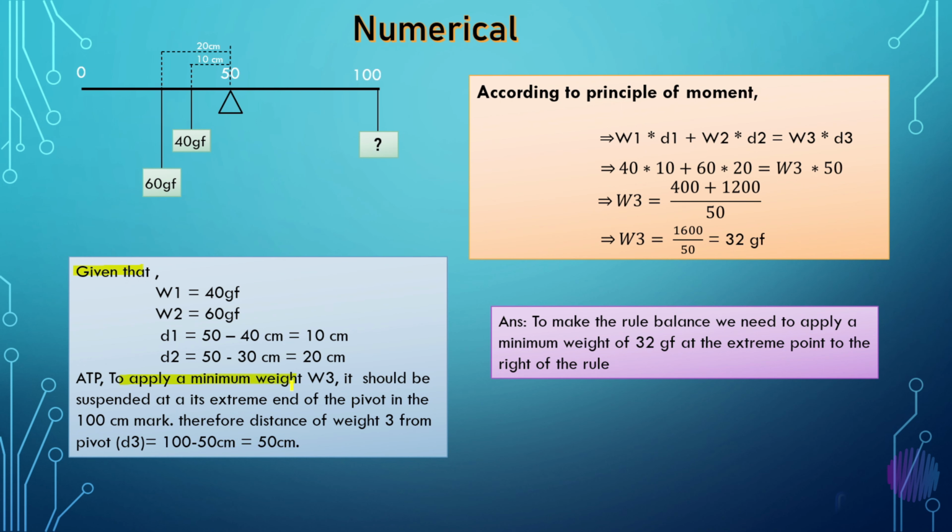According to the problem, to apply a minimum weight W3, it should be suspended at the extreme end of the pivot, at the 100 cm mark. Therefore, distance of weight 3 from pivot equals 100 minus 50 cm equals 50 cm. So, according to the principle of moments, W1 into D1 plus W2 into D2 equals W3 into D3. It is because W1 and W2 produce anti-clockwise moment while W3 produces clockwise moment. After calculating, we get W3 as 32. So 32 gf weight is the minimum weight to be suspended in the rule to make it balance.